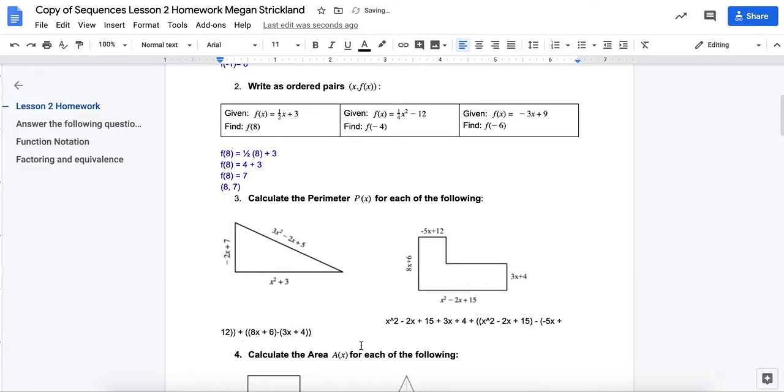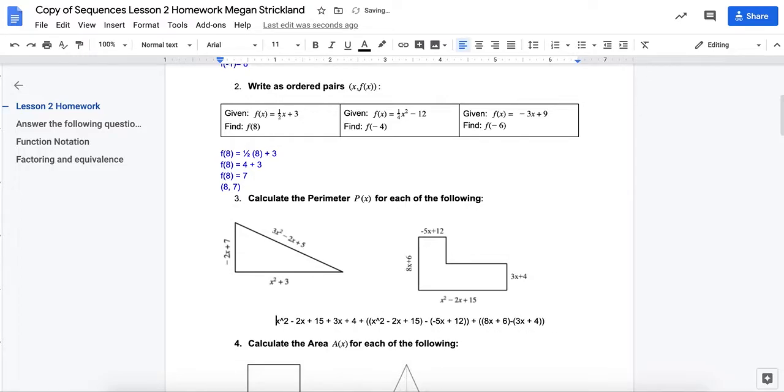Now, the reason why I'm having all of these parentheses here, and I'm going to actually just tab this back out so that we can fit the whole thing in, is that when you're combining these two inside the parentheses, you have to distribute this negative sign in here. So minus negative 5 is actually going to be plus 5x, and minus positive 12 is actually going to be minus 12.